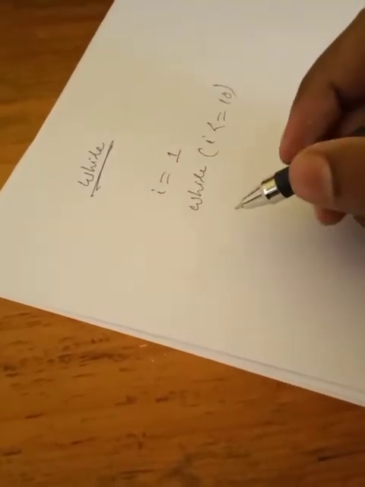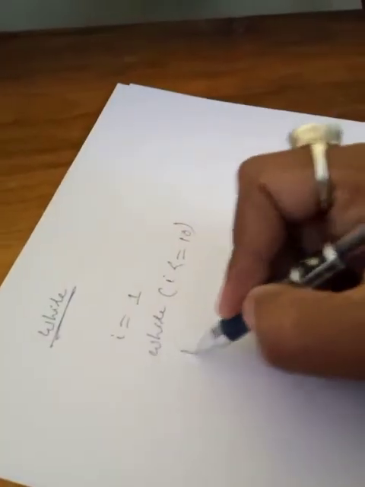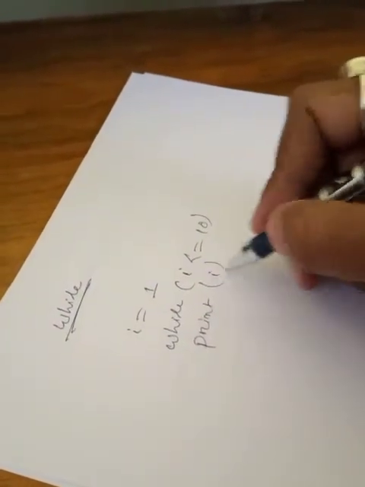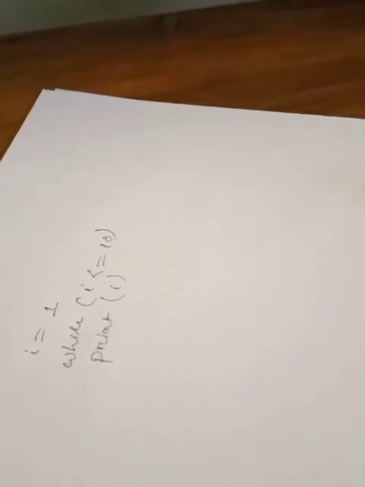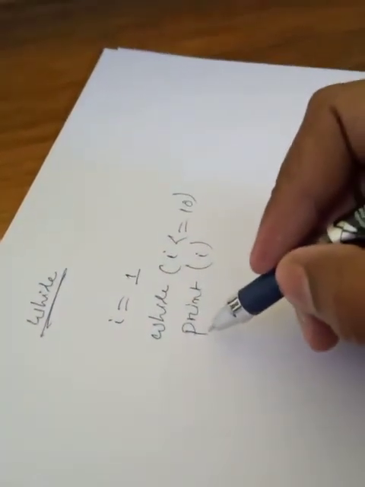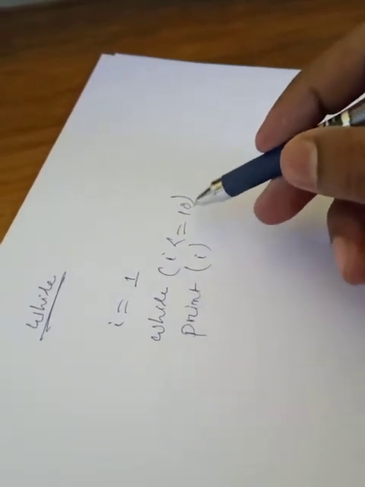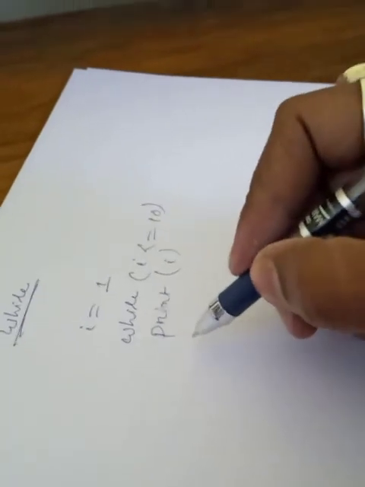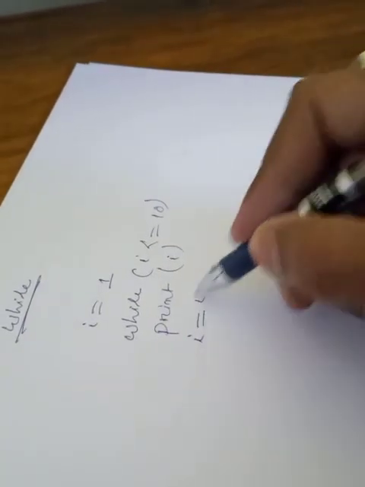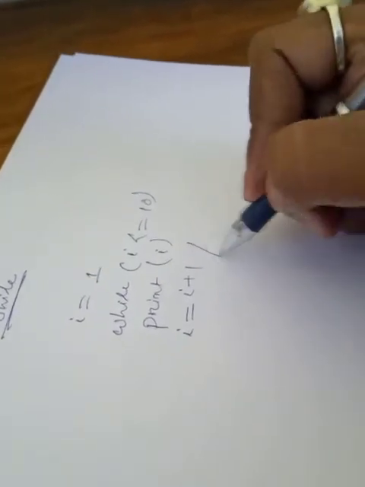Then the body, what do you want to do? Suppose you want to do a particular thing. Suppose you want to print I. If you want to print I, this is the looping body, that means this should be printed till I is less or equal to 10. It will not go beyond 10. And now how will I be incremented, I will become I equal to I plus 1. Or you can write it like this, I plus equal to 1. That will also have a similar kind of meaning.